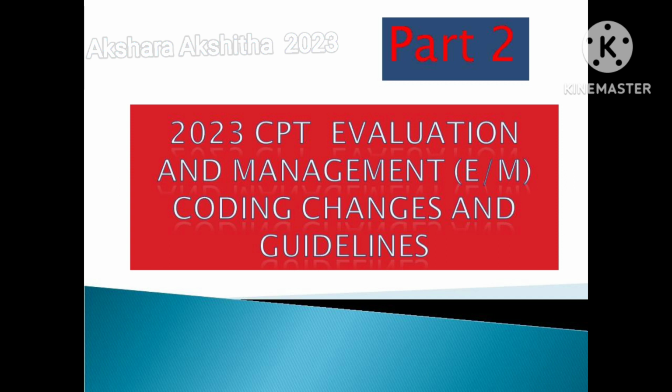Before choosing the final level, either it is straightforward, low, moderate, or high complexity of MDM, we need to check the three elements. From these three elements only we can choose the final level. The first element will be problem. That problem is considered in four categories: minimal, low, moderate, high. And now in this video I am going to explain about data to be reviewed.